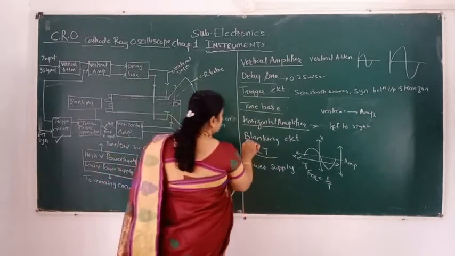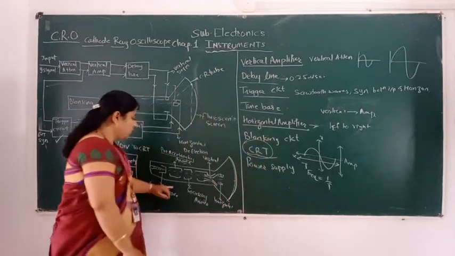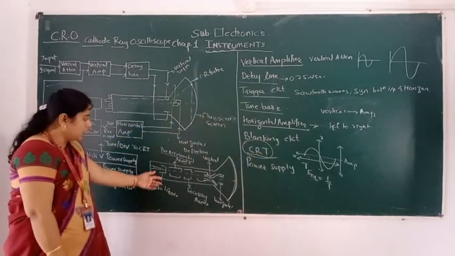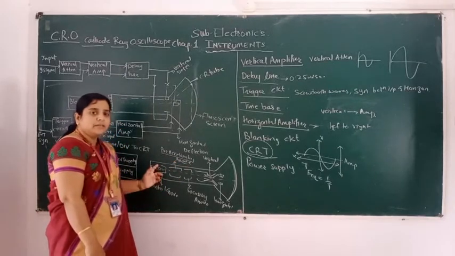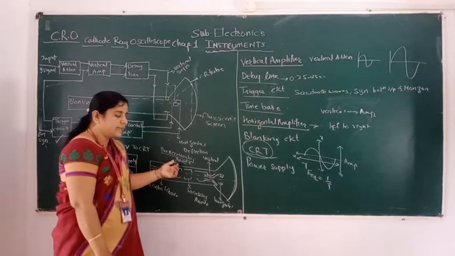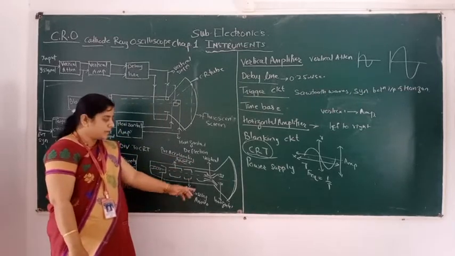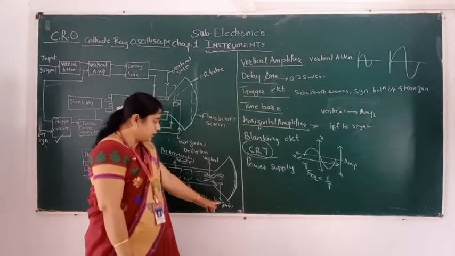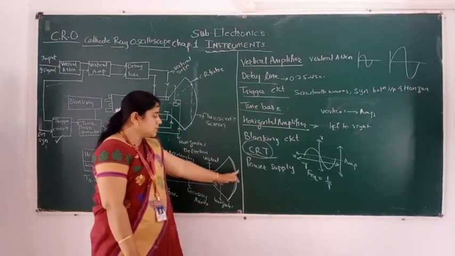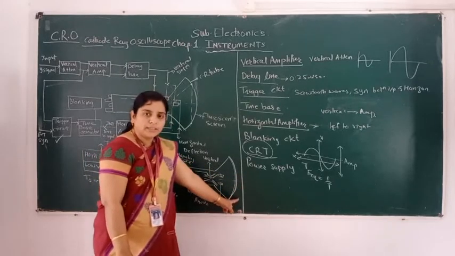Then next is what? Our CRT. CRT means what? Cathode ray tube. In that cathode ray tube, there are so many blocks. Yes, control grid is there, filament is there, pre-accelerating anode is there, then focusing anode is there, vertical deflection plates are there, horizontal deflection plates are there. This is the screen, fluorescent screen, then aquadag coating is there.